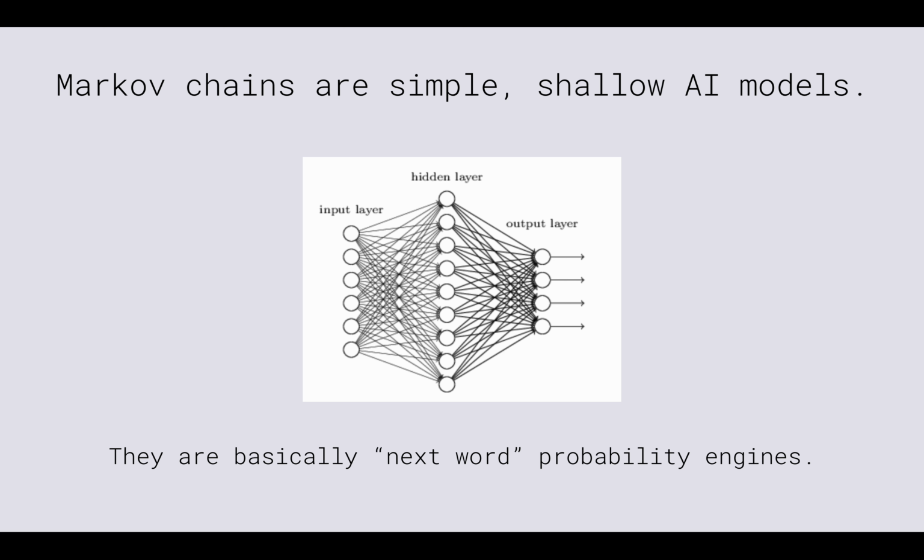What's really important to understand is that we've talked a little about shallow AI versus deep AI. Markov chains are very simple, and they are essentially shallow AI models. What they really do is try to create the next word in a sentence or phrase using probability scores. So we'll talk a little bit about how they work.